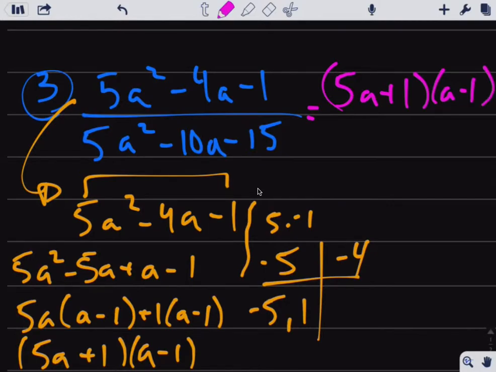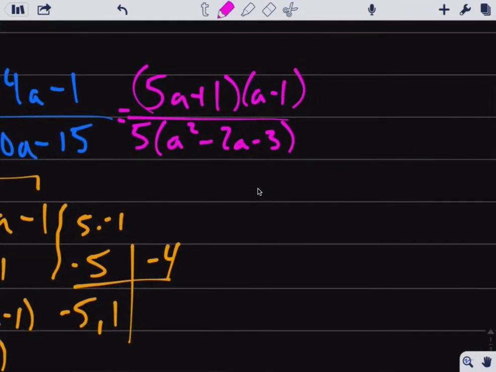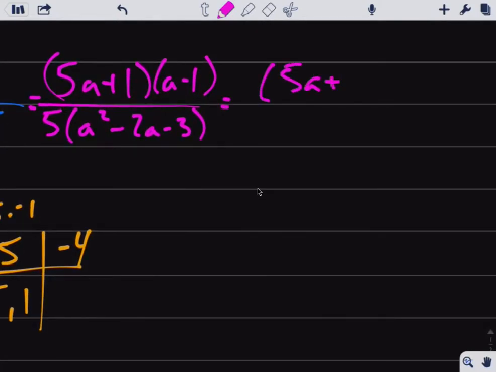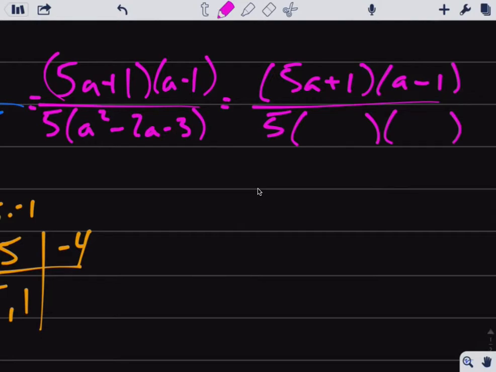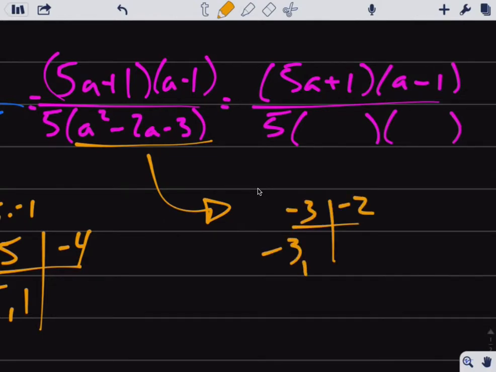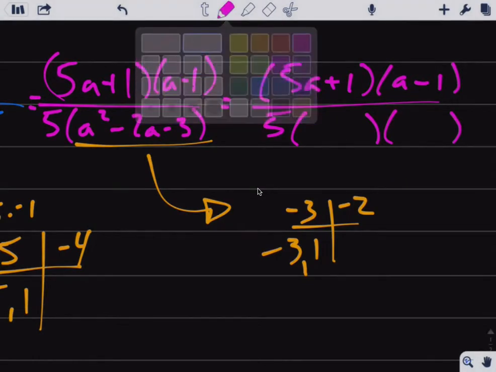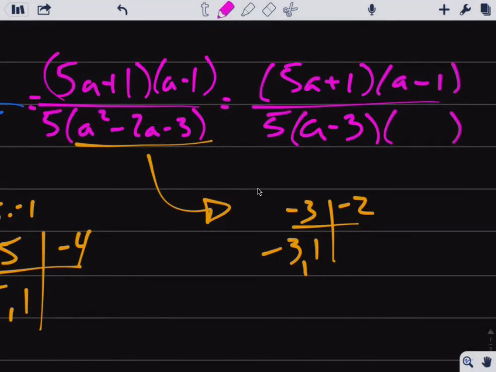On the bottom, I've got a GCF I can pull out, so let's pull that out first. Let's get a squared minus 2a minus 3. All right, and so that's what we've got now. The bottom piece, a squared minus 2a minus 3, this piece right here, okay, we're looking for factors of negative 3 that add to negative 2, so it's negative 3 and 1. And so we have a minus 3, a plus 1.